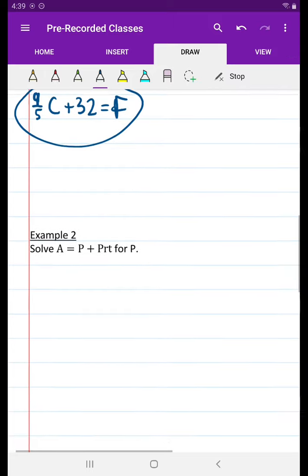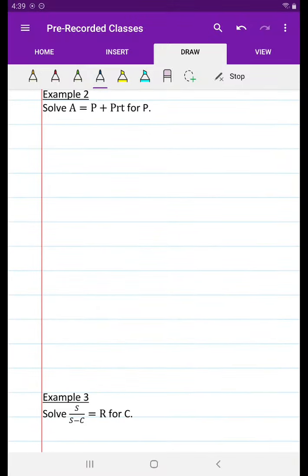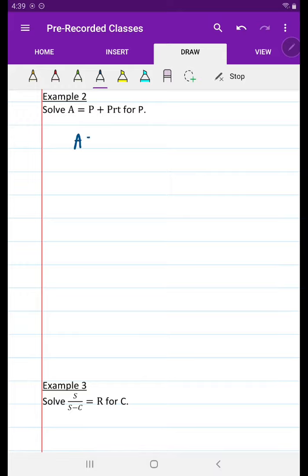All right, so for example 2, we want to get P by itself. And this one's a little tricky because we have P in more than one place. So we start off with, let's see, and I'm going to try to give myself more room. A equals P plus PRT. So the tricky thing about this one is P is in two things at once. The nice thing is that everything that contains P is on one side of the equal sign. So what we could actually do is factor it out as though it were a GCF, okay?